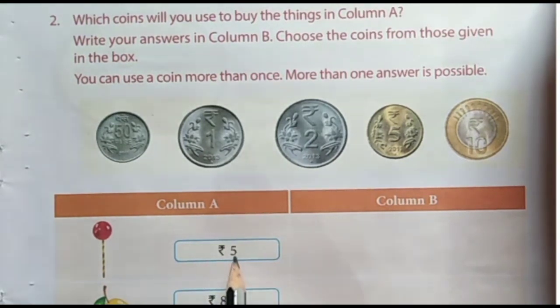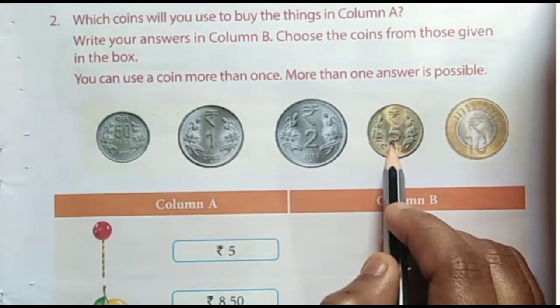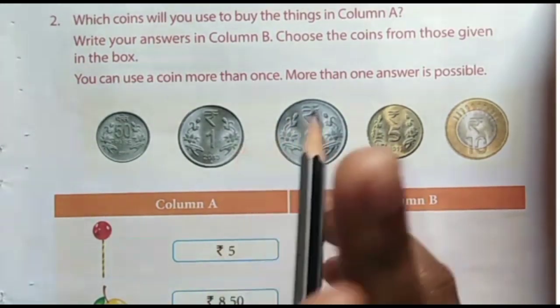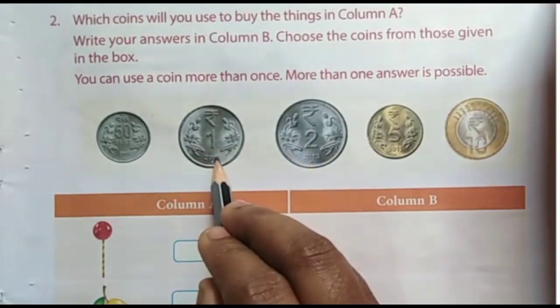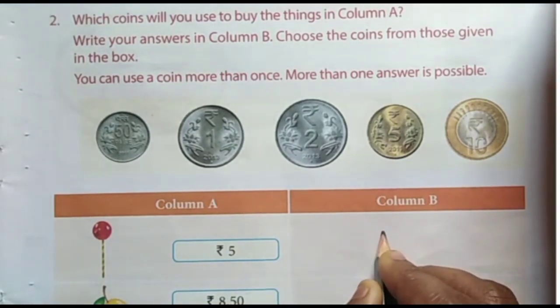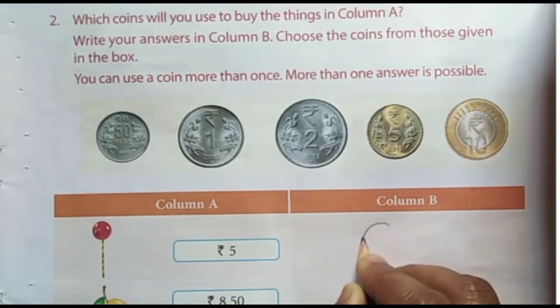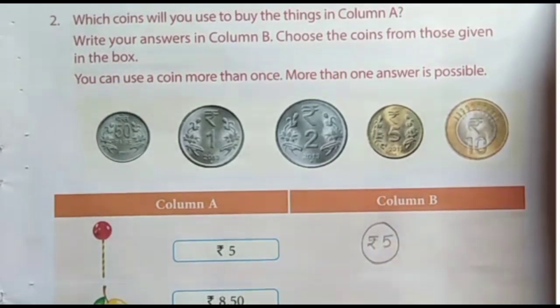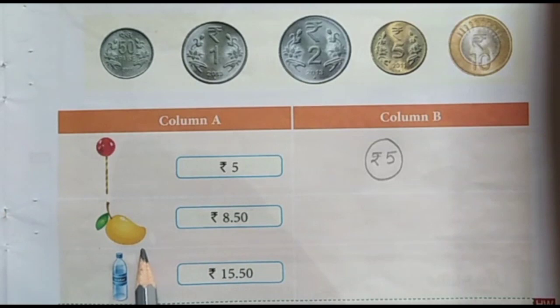Total we should give 5 rupees. For that we can give 1 5 rupee coin or you can give 2 rupees coin and 1 rupee coin. Here I give 5 rupee coin to buy the lollipop. So we can draw it in the column B. 5 rupee coin.